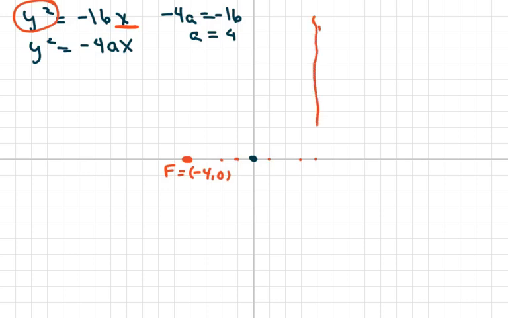If you know which way it opens, it's a lot easier to do these. You don't have to worry about putting it in the right place. Now we know it's going to open to the left, and we know the length is going to be 16. You don't worry about the negative. The negative just says it goes to the left. So I'm going to go up 8 from my focus. 1, 2, 3, 4, 5, 6, 7, 8. And I'm going to go down 8. 1, 2, 3, 4, 5, 6, 7, 8. Alright, and it's pretty wide.